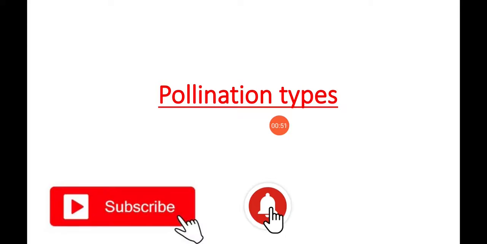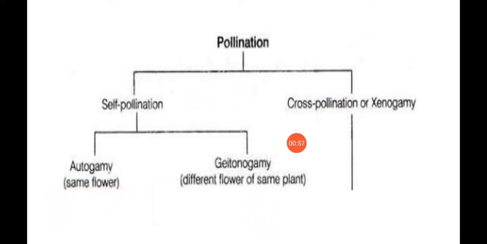Okay, next, coming to the topic, types of pollination. Pollination is divided into mainly two types: self pollination and the second one is cross pollination. First one, self pollination. Self pollination is also known as autogamy. Okay, what is autogamy, or otherwise it is also known as homogamy?